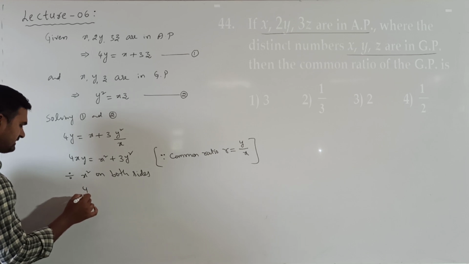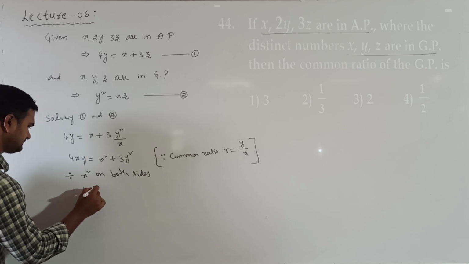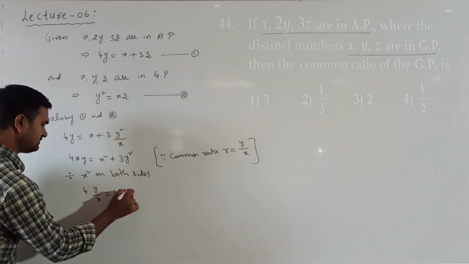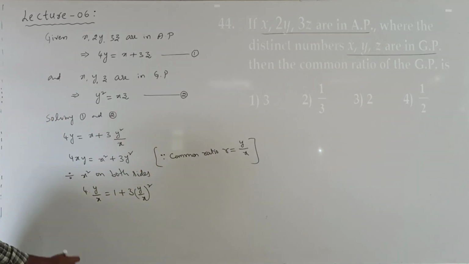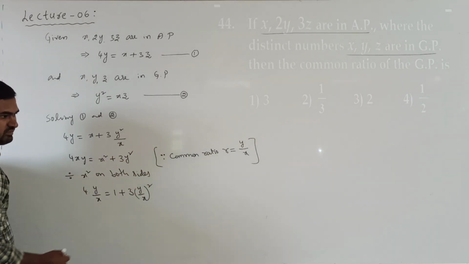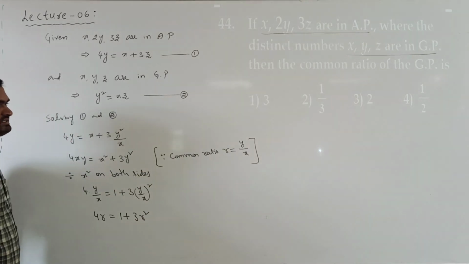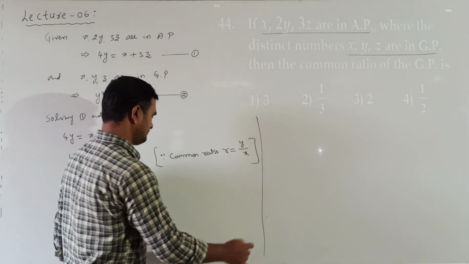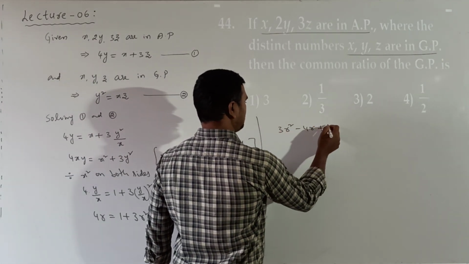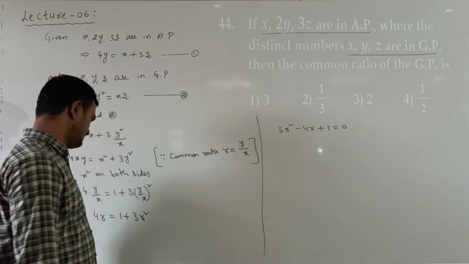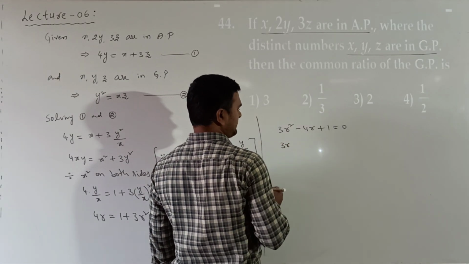So dividing by x square, we get 4 into y by x is equal to 1 plus 3 y square by x square, which means y by x whole square. So let us take y by x as the common ratio r. So 4r equal to 1 plus 3r square. Solve it. 3r square minus 4r plus 1 is 0. Now we can get factors for this. What are the factors?